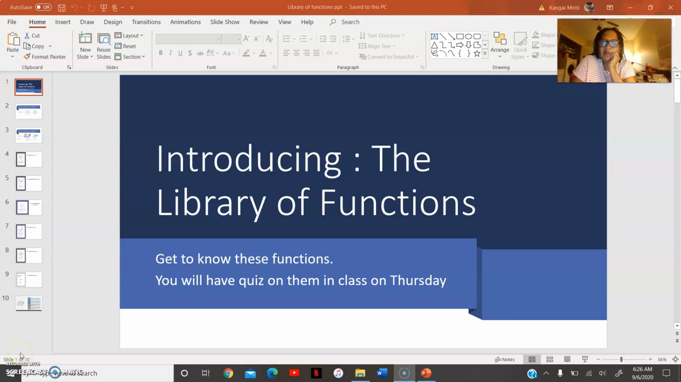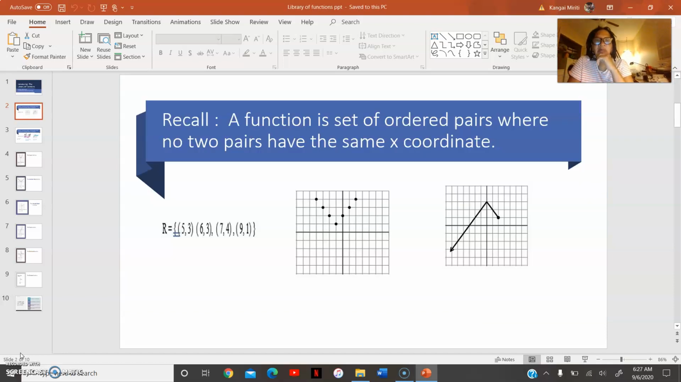Hello everyone, I want to introduce you to the library of functions, and you need to get to know these functions because you will have a quiz on them in class on Thursday. So let's recall first of all what we mean by functions.